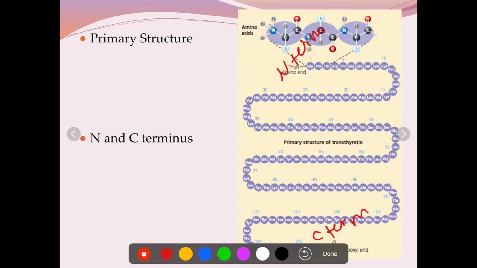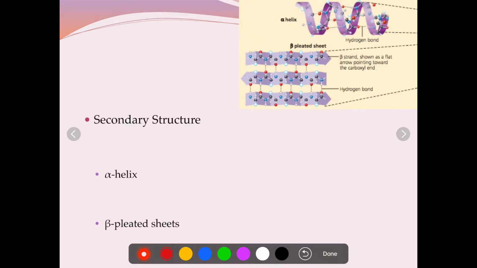So again, if I'm looking at this, beads on a string, one end is going to have a free amino group, one end is going to have a free carboxylic acid group. From there, we're going to get localized folding patterns. And this is going to make up the secondary structure. It is because of the interactions of that backbone.